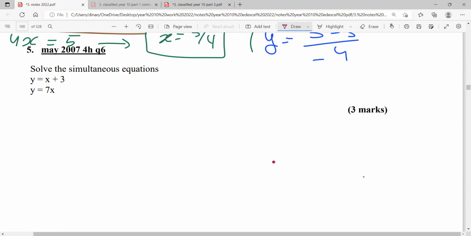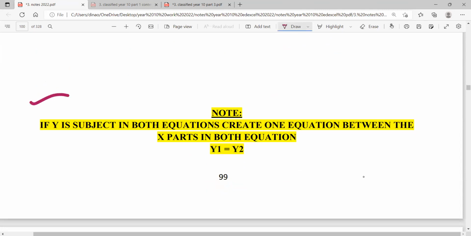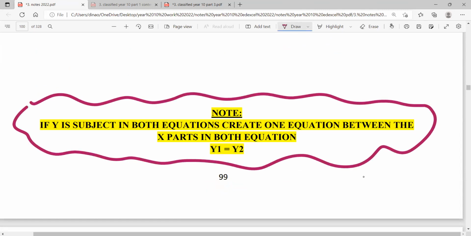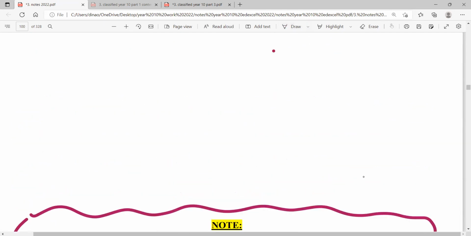That's very nice. And from here, since we are working on algebra in school, we will be working on algebra concepts. One of the algebra concepts that is very, very important, and that I always want you to remember, is this one: if y is the subject in both equations, then create one equation between the x parts of both equations. Of course, I'm explaining it in a simpler way than that.